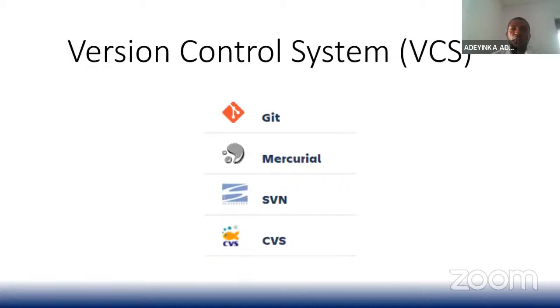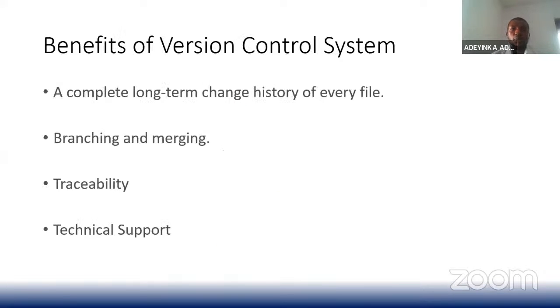So there are a number of version control systems. We have Git, we have Mercurial, we have SVN, and we have CVS. The most popular one most of us use is Git, but irrespective of the version control system you use, you are likely to get the same benefit from all. So let's talk about the benefits of a software version control system.